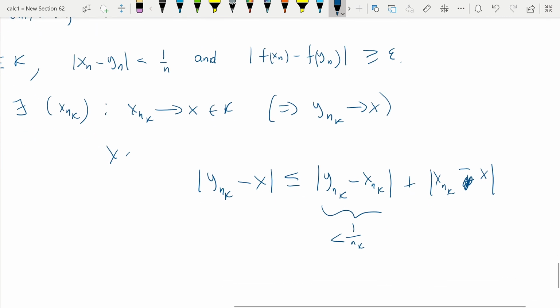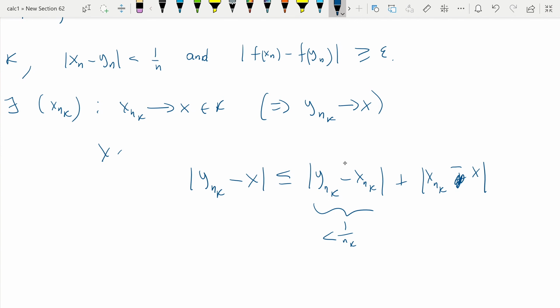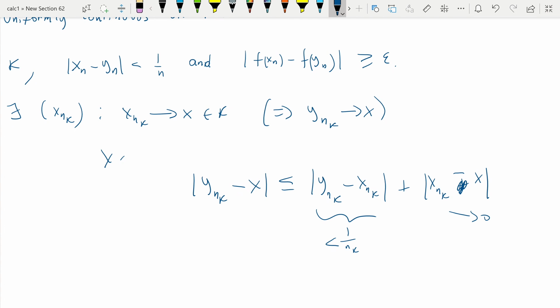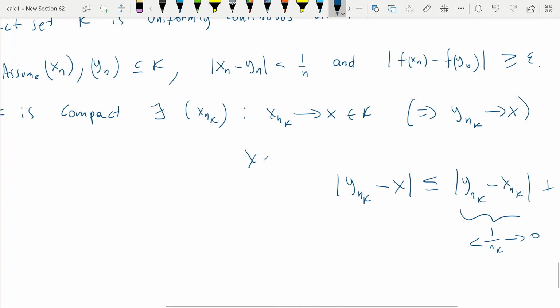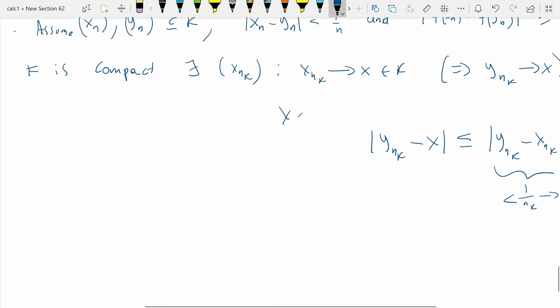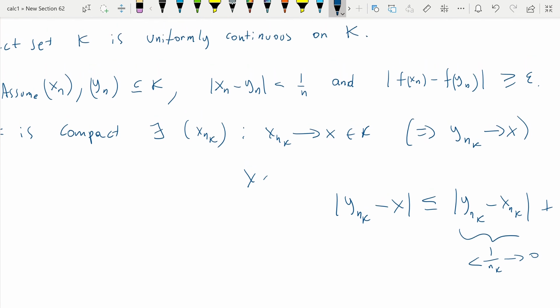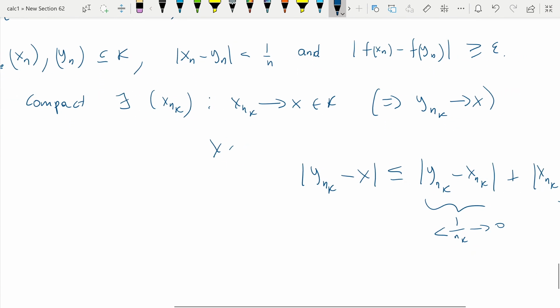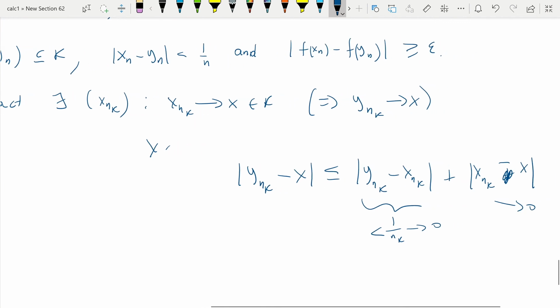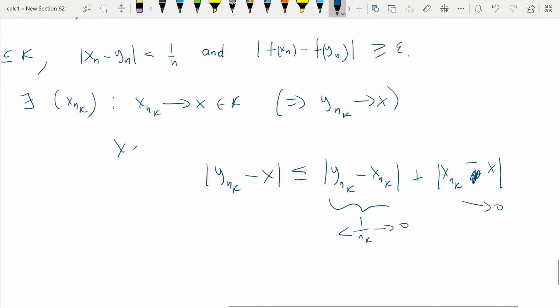But this is, of course, going to 0. And this is less than 1 over nk, so this is going to 0 as well. Okay, so we have two subsequences, x of nk and y sub nk. They're both converging to x.